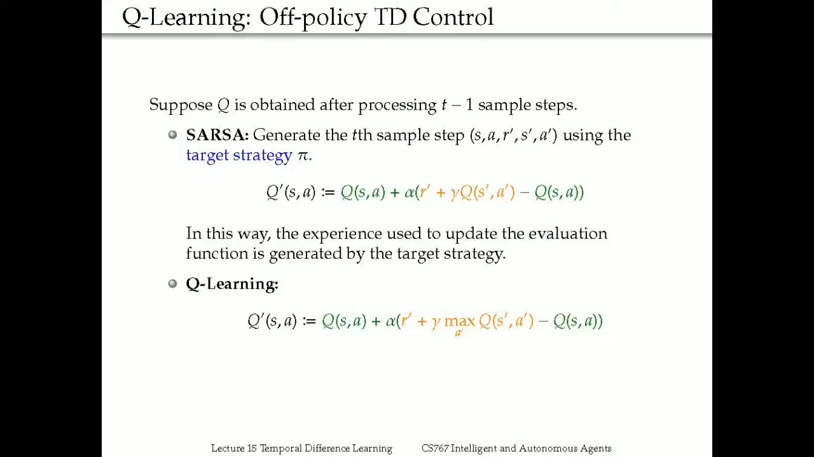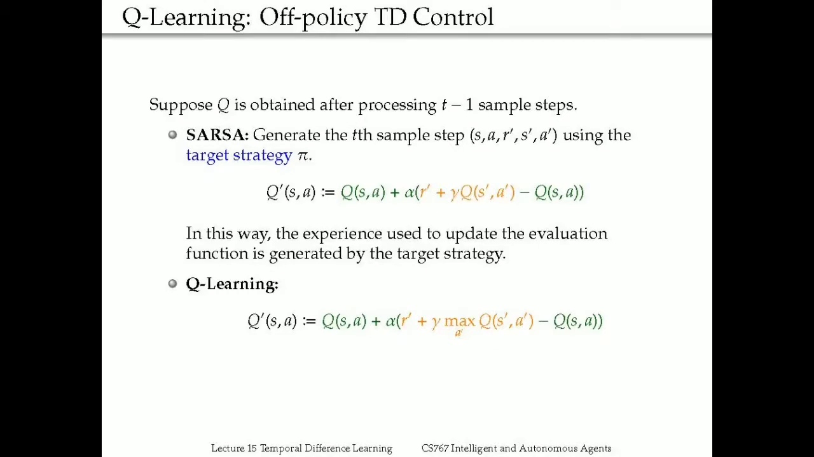Right. So we want to compare SARSA with Q-learning. So now let's think about what that is. In SARSA, what we did was we generate an episode, and with each step in the episode, we look at the 5-tuple SARSA, which was generated using the target strategy pi. And then we use that to update our Q value. Right. In this way, the experience used to update the evaluation function is generated by the target strategy.